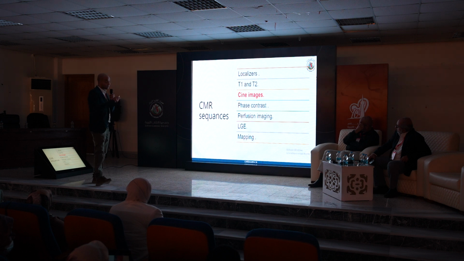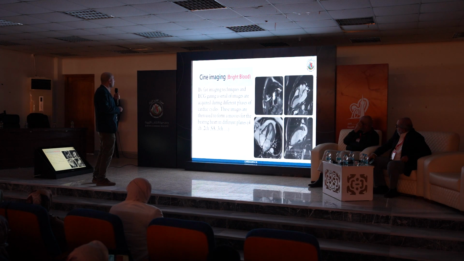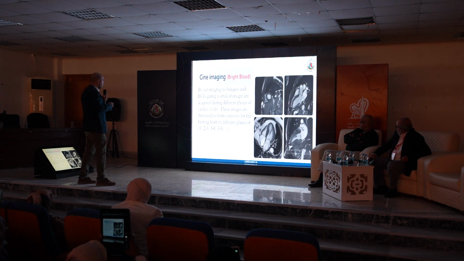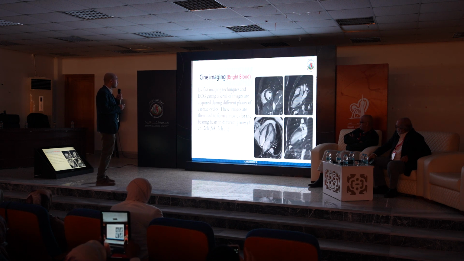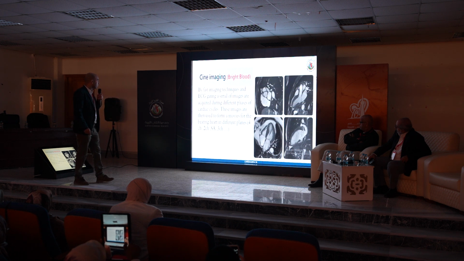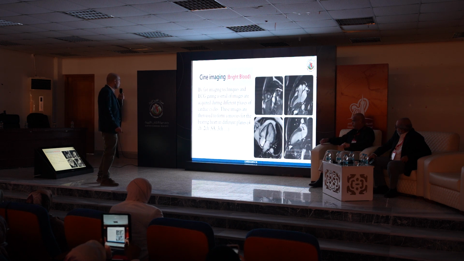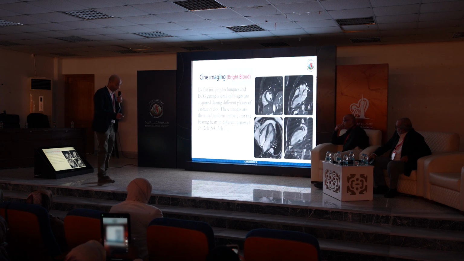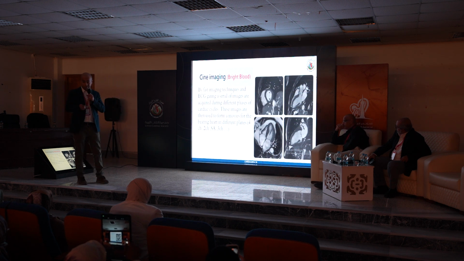The next one is the cine images. In cine imaging, by fast imaging techniques and ECG gating, a series of images are acquired during different phases of the cardiac cycle. These images are then used to form movies of the beating heart in different planes. What data can we acquire from these cines?